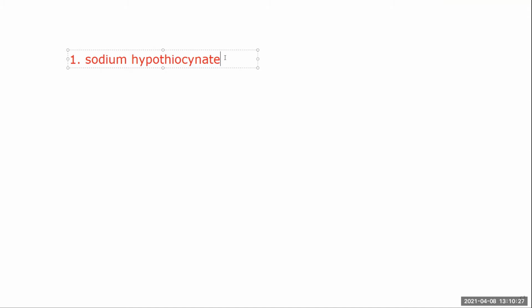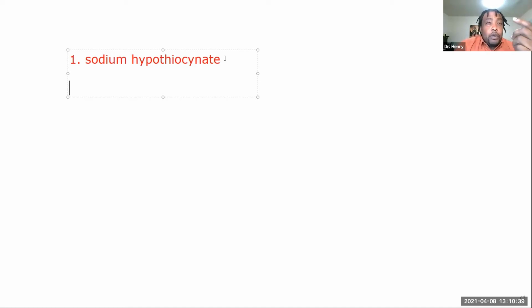Another one I'm struggling with is when to use the suffixes like ide, ite, ate. Anytime you see the word ate, A-T-E, it means 90% to 99% of the time that it has an oxygen in it. There are exceptions. One of the exceptions is thiocyanate. So thiocyanate has sulfur instead of an oxygen. They replace that oxygen with the sulfur.